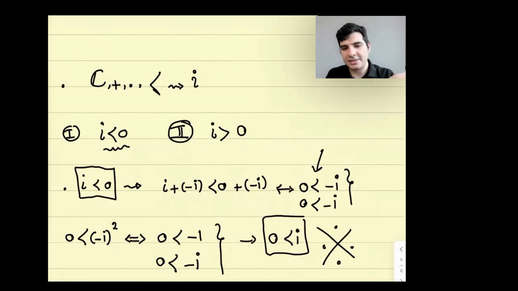Now we should consider the second case. If we get a contradiction in the second case too, then we're done. Consider the case where i is a positive number. If that's the case, by just writing the same inequality twice, we see that i times i should also be a positive number, right? i times i should be larger than 0. That means minus 1 is larger than 0.